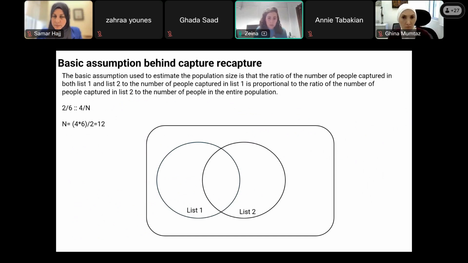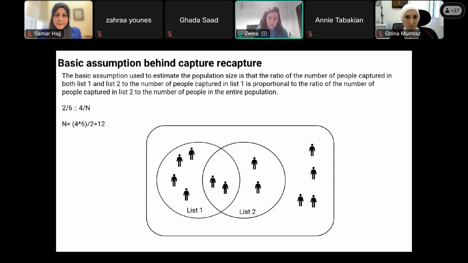basically, and in a list 2, and if we have 2 people captured in both list 1 and 2, what we do is that the ratio that's captured between list 1 and 2, so 2 out of 6, is equivalent to the ratio between the ones that are in list 2 and the entire population. So those that are not captured. So it's like 2 out of 6 and 4 out of the n, and so you get the n as this.